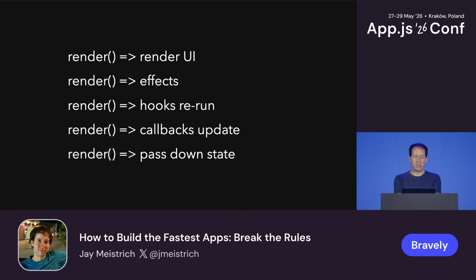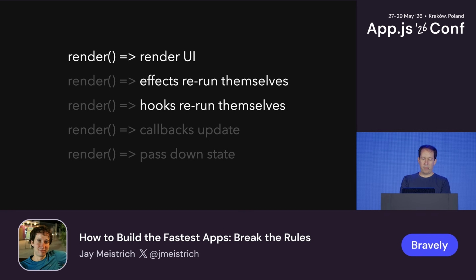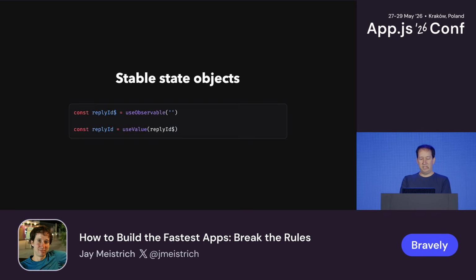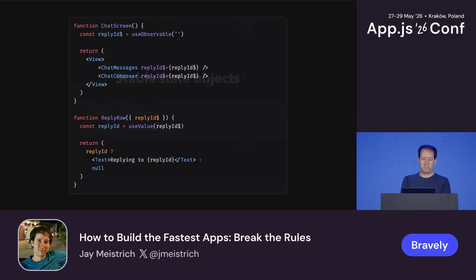Currently, render coordinates everything, and state owners push the state down. Instead, let's let consumers update themselves as needed. And all we need for that is stable state objects that you can subscribe to. Some people call these signals, some call them observables. Reanimated calls them shared values. The key thing here is that useObservable does not subscribe to the state. It just creates it. Any other component can useValue it to subscribe to it. This separates the ownership from the subscription. We lift the state ownership up when we need to, but we push state subscription all the way down.